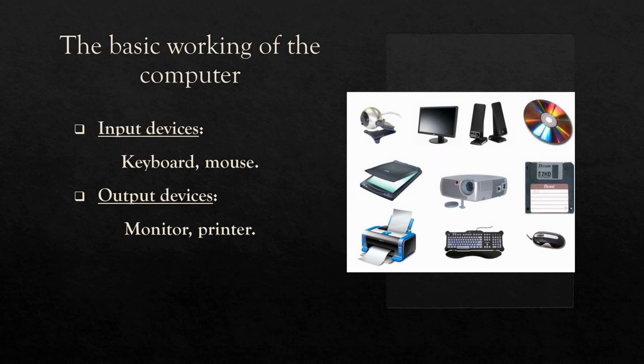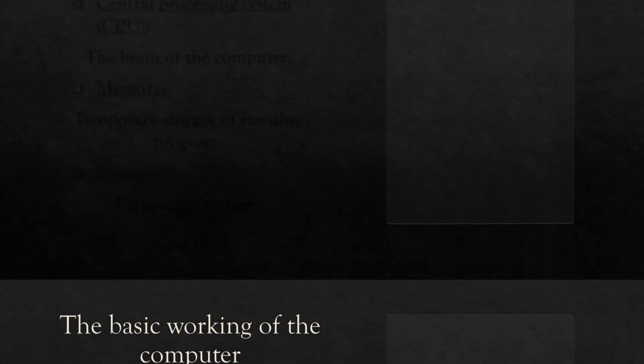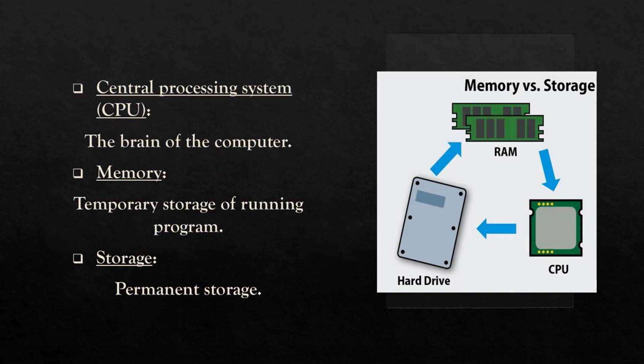So now let's dive into the brain of the computer, the CPU. The CPU, central processing unit, is the brain of the computer. It performs all the calculations and makes decisions. Without the CPU, your computer wouldn't be able to do anything. Here's how a CPU works.